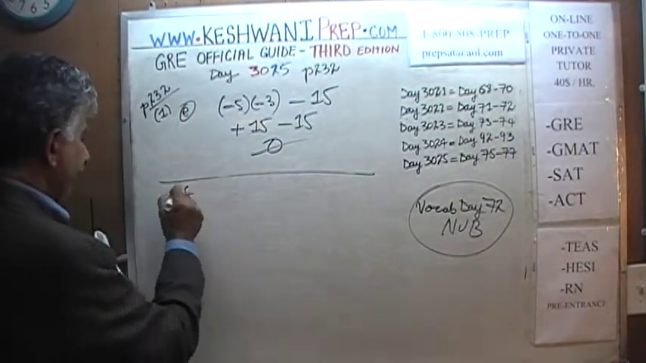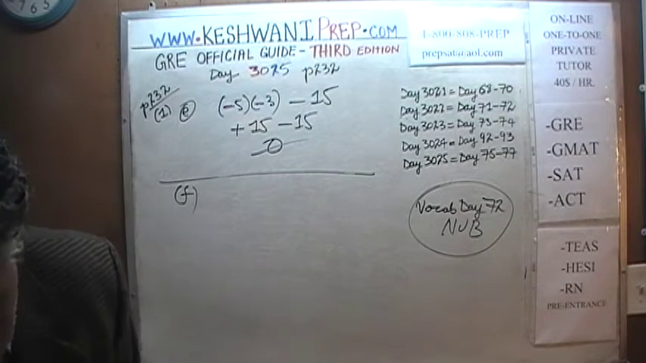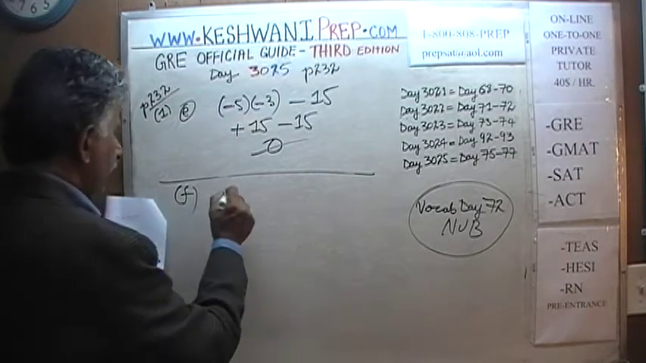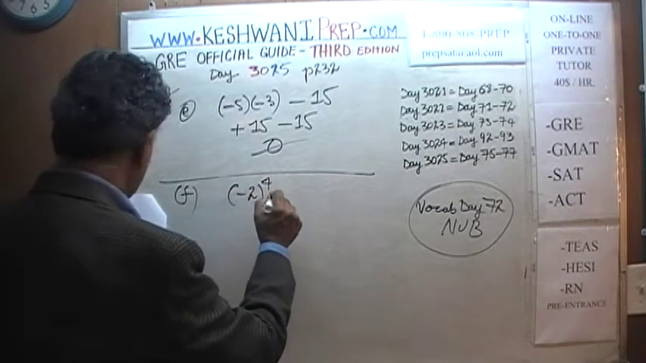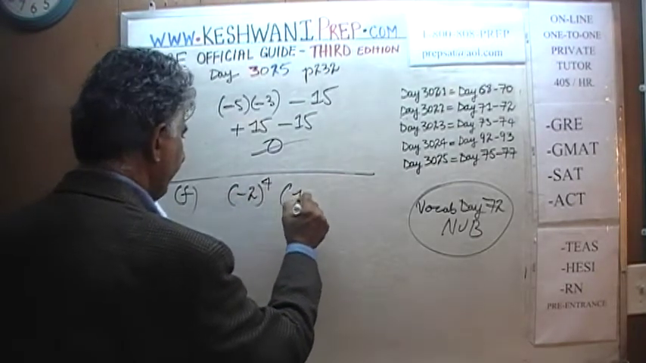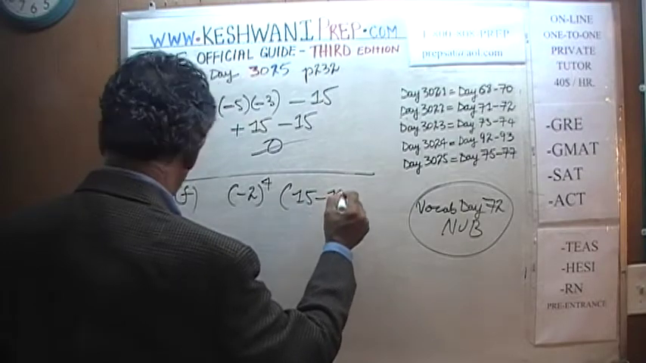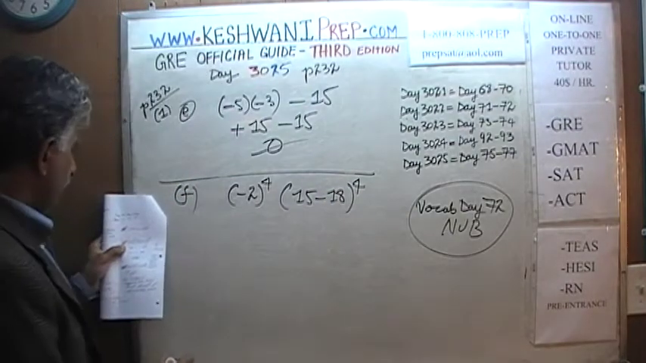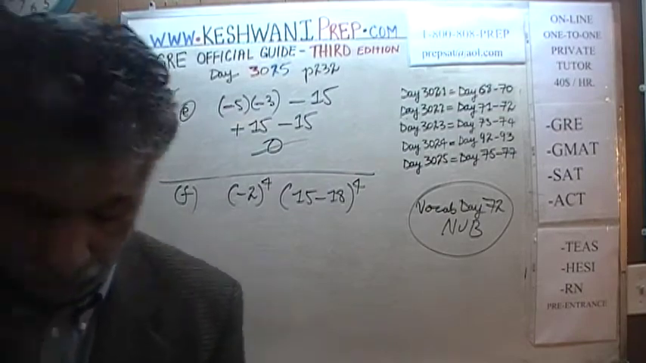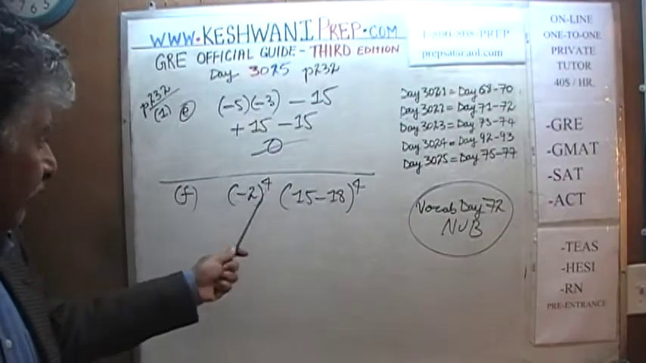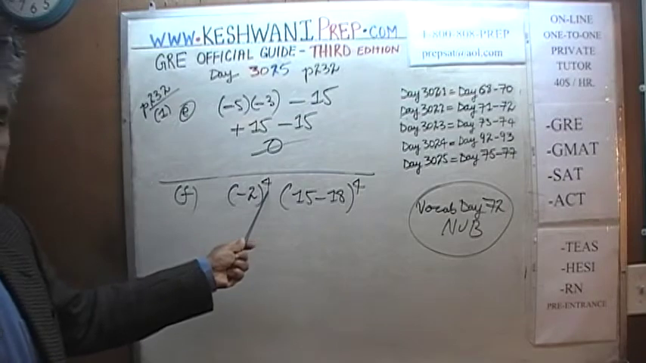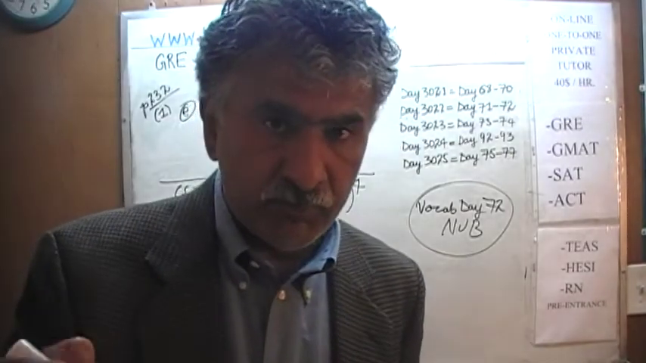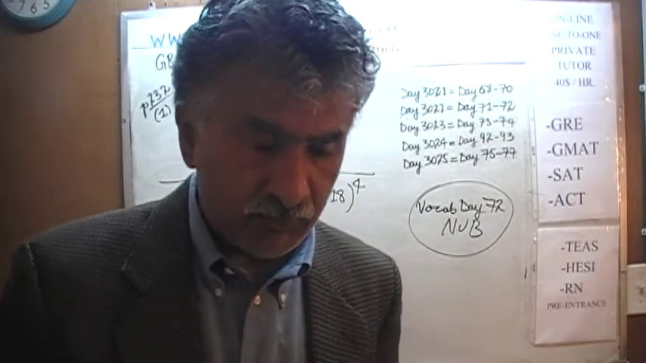Let's go to F. F says negative 2 raised to 4 times 15 minus negative 18 raised to 4. Well, how much is negative 2 raised to 4? First of all, since it's raised to an even power, negative will become positive, because negative times negative is positive, positive times negative will become negative again, and negative times negative is positive.